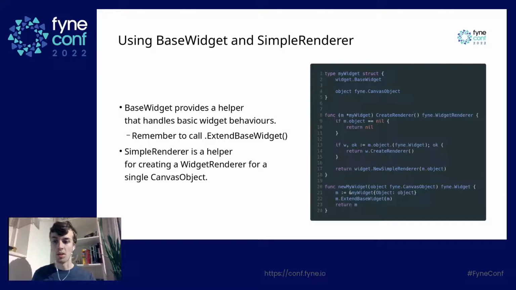We of course need to create a renderer, but we can then use the widget.SimpleRenderer if we want to very easily just create a single widget renderer from a single canvas object if we don't need more functionality from the renderer. The example that we have here just basically wraps a canvas object inside the widget, and then if the canvas object is a widget, then we use the create renderer from that widget instead.